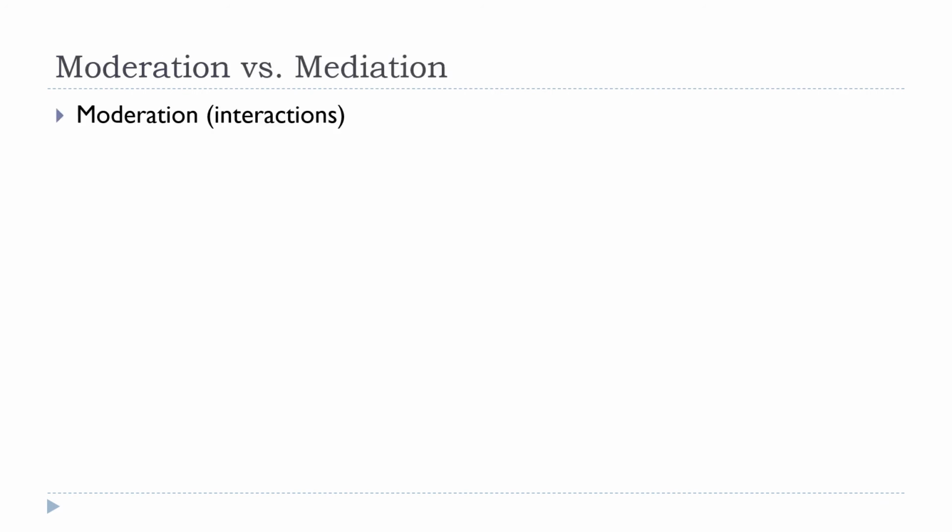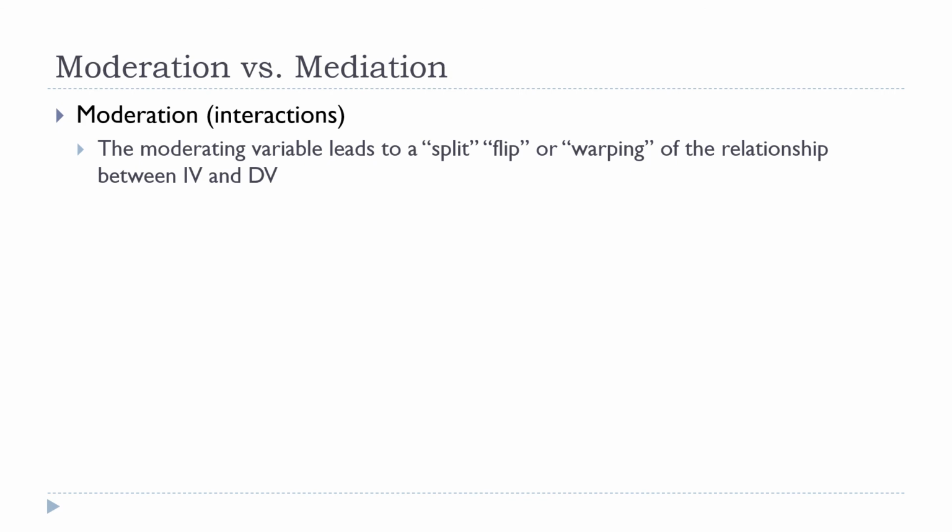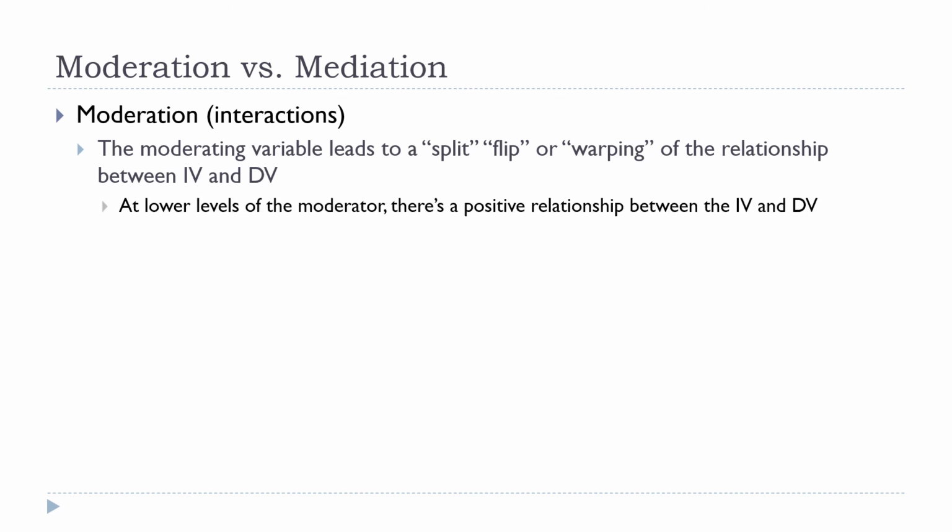So it's important to be able to distinguish between interactions and mediation because it's very easy to get the two of them confused. When you think of a moderation or interaction, you think of a split, a flip, or a warping of the relationship between the independent and dependent variable. That something changes depending on the level that you're looking at of your other independent variable. So for example, at one level there's a positive relationship, at another level there's a negative relationship. Something flips, something splits, something warps. It's like the branches of a tree.